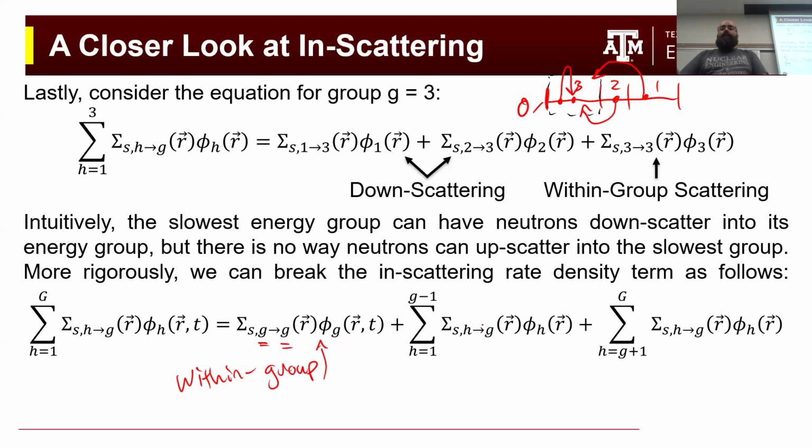The second term says I'm starting from indices that are going from 1 to 1 less than the group of interest. That means that all of these indices are at lower indexes than the group of interest. And if I'm going from a lower index into a higher index, that means that I am talking about downscattering. So this represents downscattering.